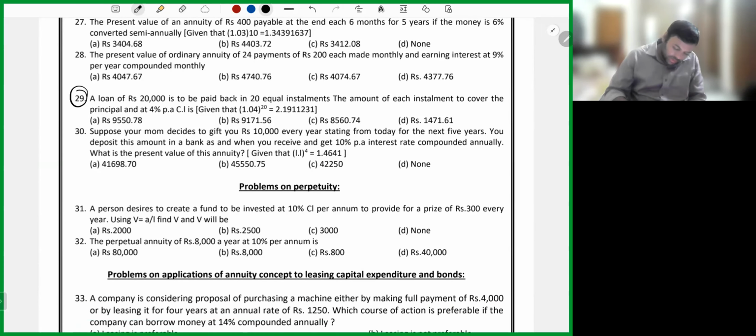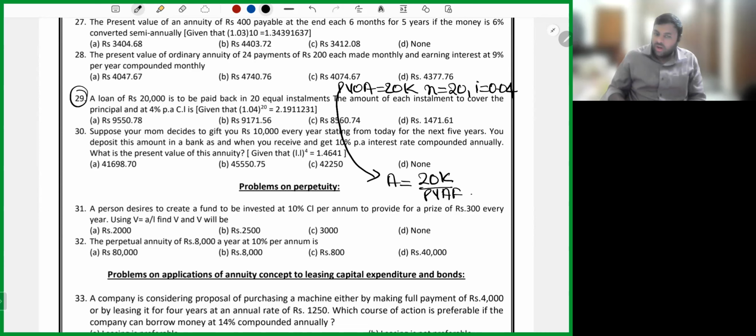Loan of 20,000 is given, so the present value of the ordinary annuity is 20,000. It must be paid in 20 installments. Rate is given as 4%, so i will be 0.04. If you want the answer, what will you do? A will be equal to the present value of the ordinary annuity divided by the present value annuity factor. How will you get the present value annuity factor? 1 divided by 1.04, equal to symbol, 20 times, grand total. This information is no use. Okay, please go ahead, my dear friends. Pause the video, solve the sum and check your answer.